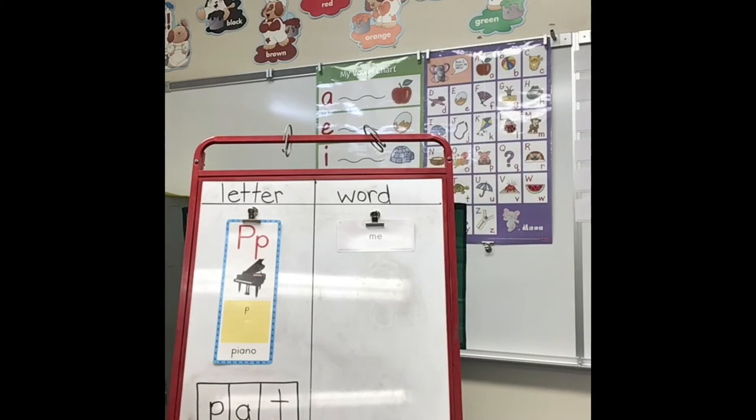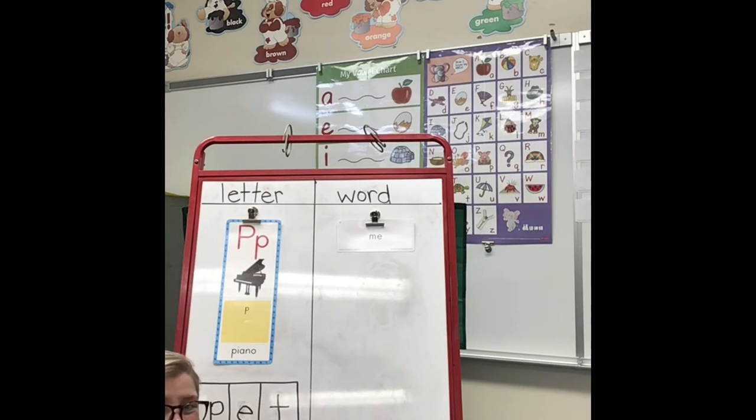Let's say these sounds. P, A, T. Now let's say them slowly. Pat. Let's say it a little faster. Pat. The word is pat. We said the sounds and then we put them together to make a word. Let's try another P word. This is the letter P. It says P like pig.